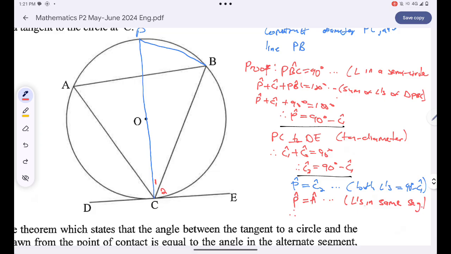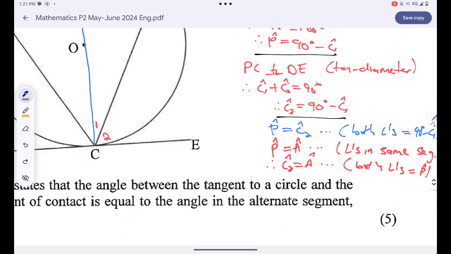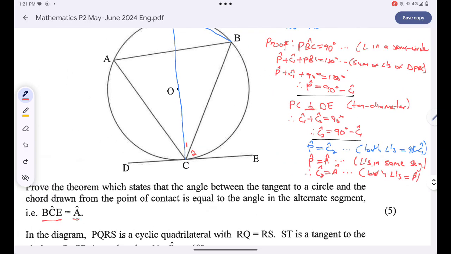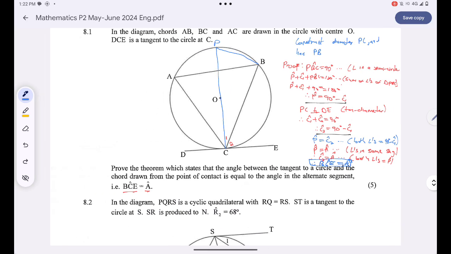So now I can conclude that angle C2 is equal to angle A. Why am I saying that? Because both angles are equal to angle P. Are you together? So now I can therefore conclude that angle BCE is equal to angle A. Why? Because BCE is the same as angle C2. So I can simply write, therefore, angle BCE is equal to angle A. Now I have proven my tan chord theorem. Okay.